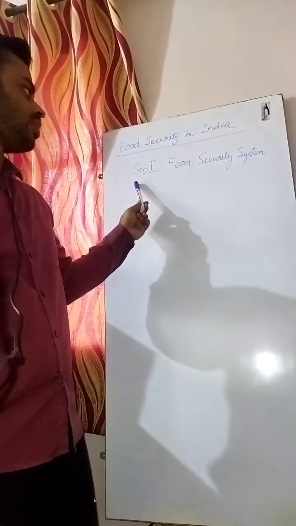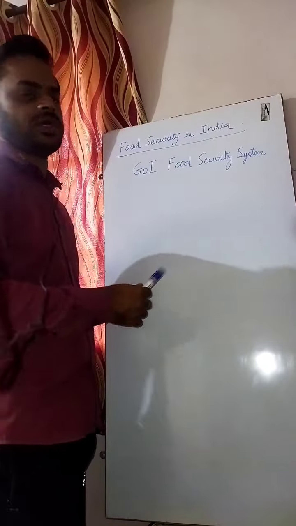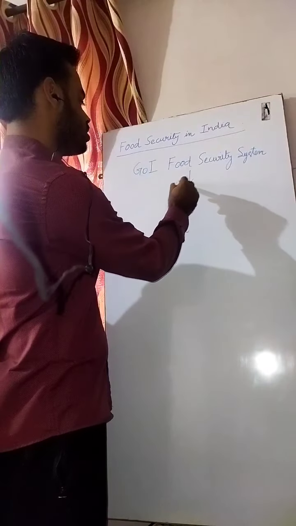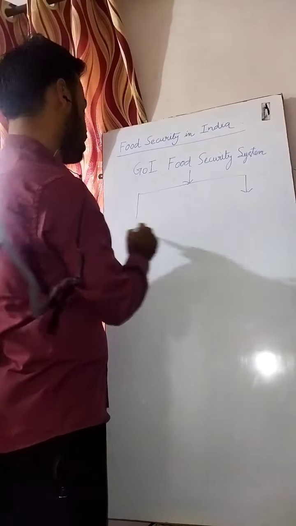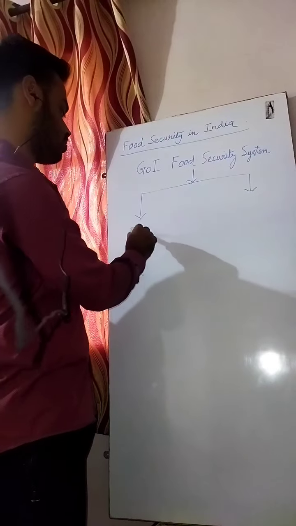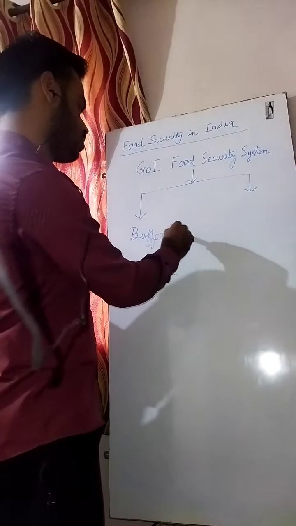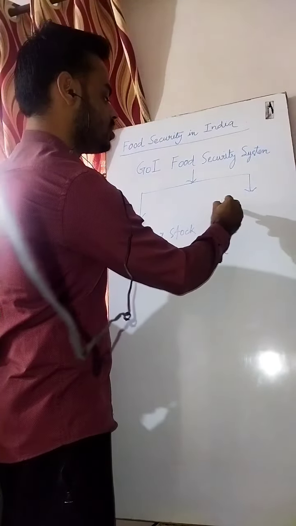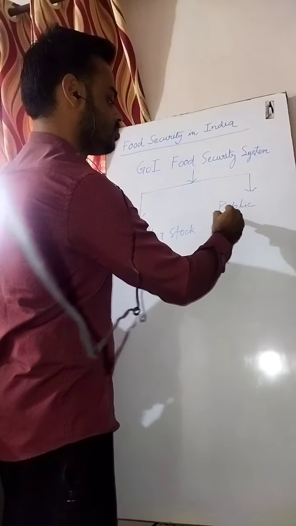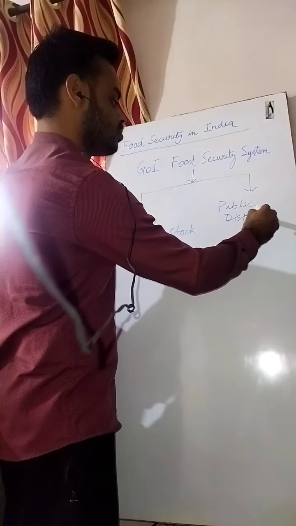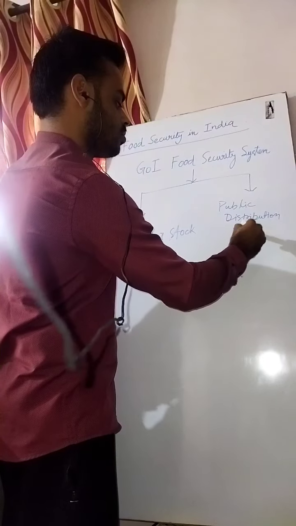The government of India has implemented the food security system. So what does it comprise? The food security system has two parts. The first is the buffer stock, and the second is the public distribution system. So, buffer stock and public distribution system.